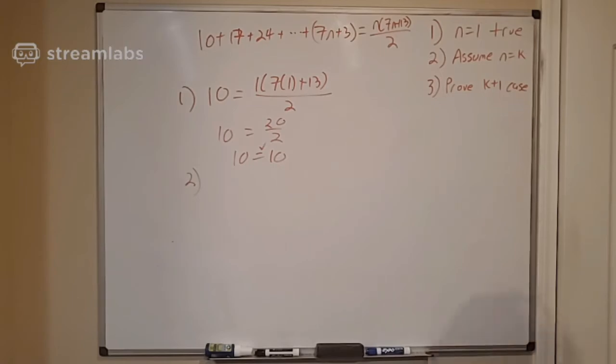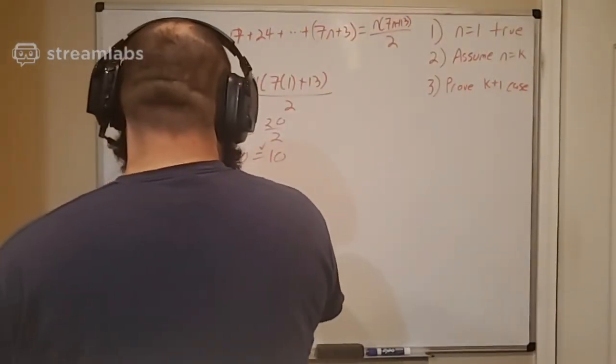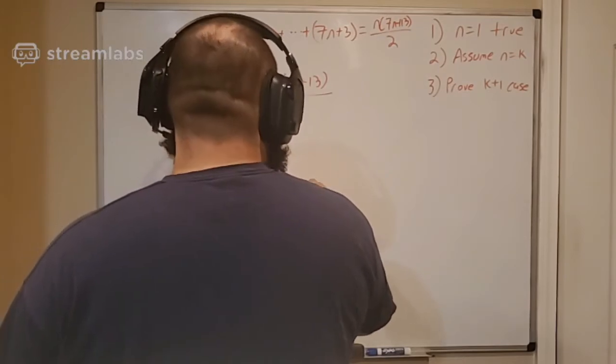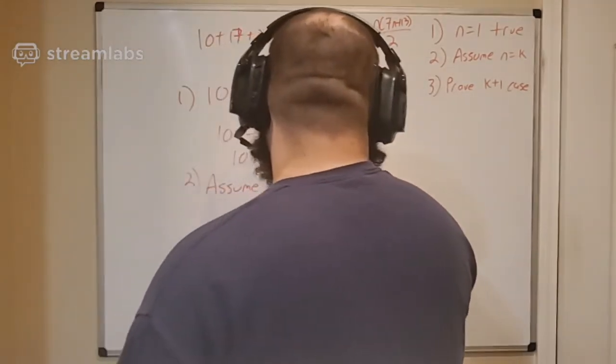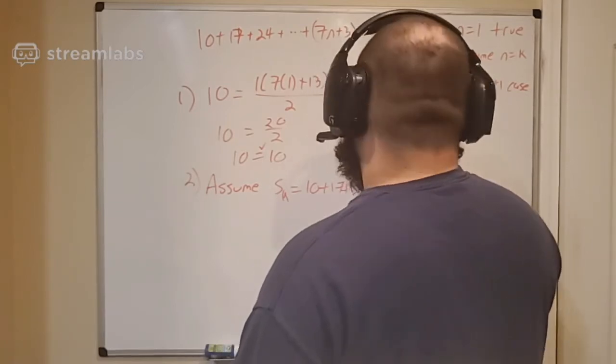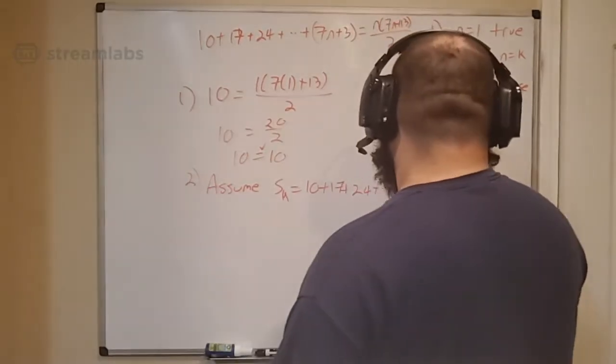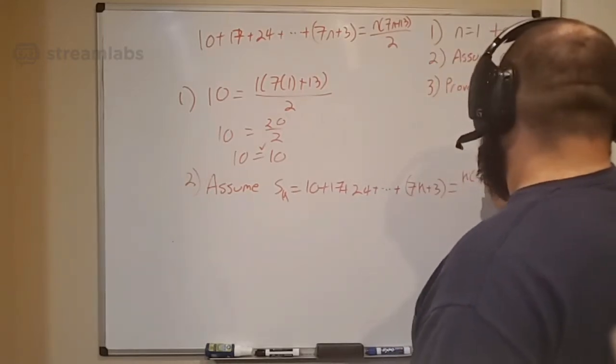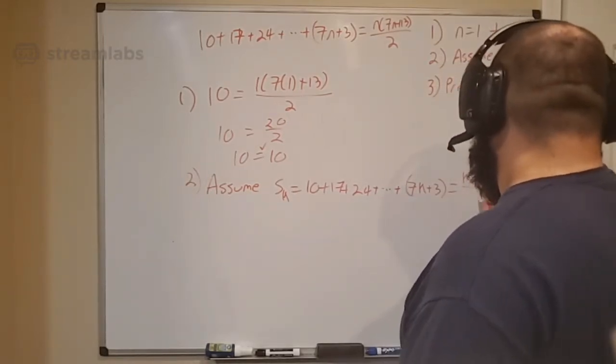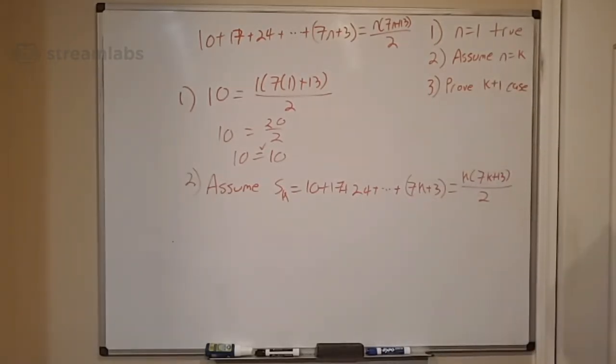So we're going to assume S sub k, which is equal to 10 plus 17 plus 24 plus dot dot dot plus 7k plus 3, is equal to k(7k plus 13) over 2. Wait, why are you using the 10? What do you mean, why am I using the 10? Because it's the first term. The sum of the first k terms is 10 plus 17 plus 24. Why would I leave off the 10? I was just confused why you were using that.